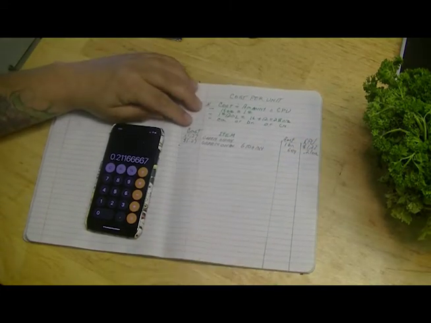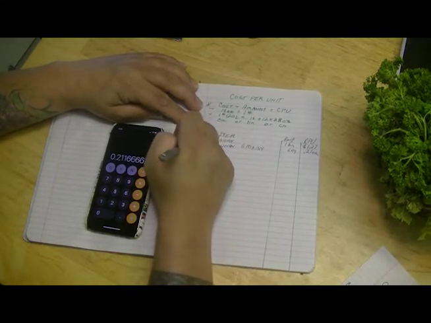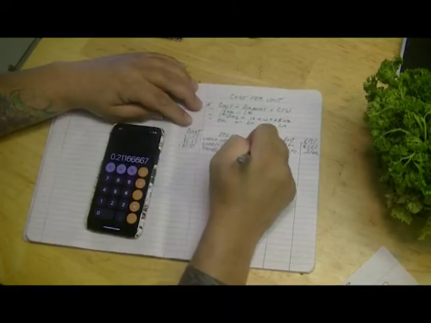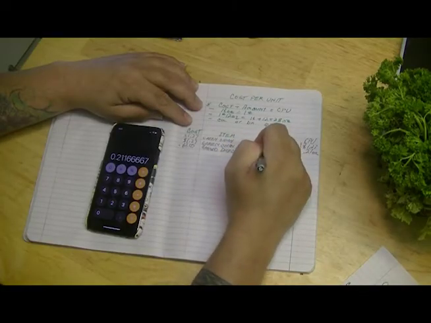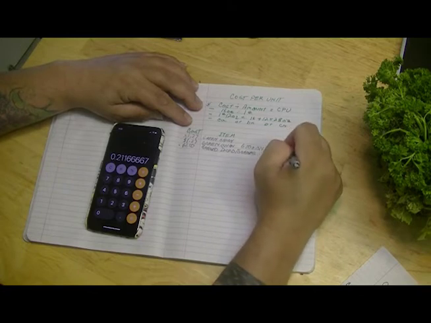We're going to now do tomatoes. Canned tomatoes, we use them sometimes by the can, as in our vegetable soup. So $1.50. Then we write canned diced tomatoes. The amount is 1 can. Real simple again, 1 divided by 1, so $1.50.